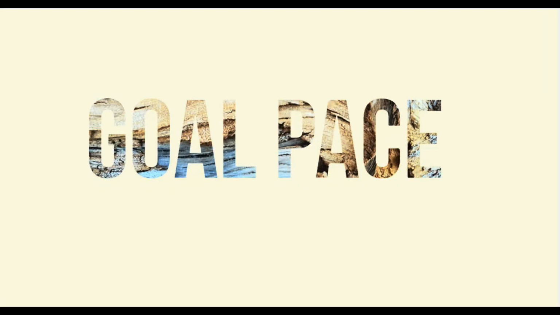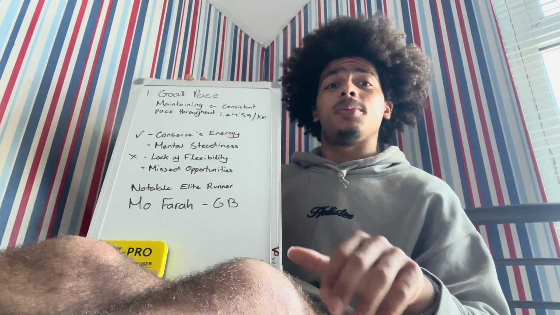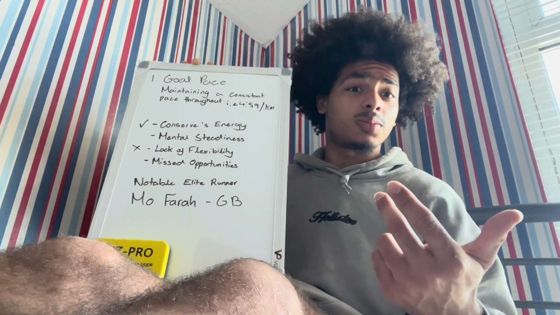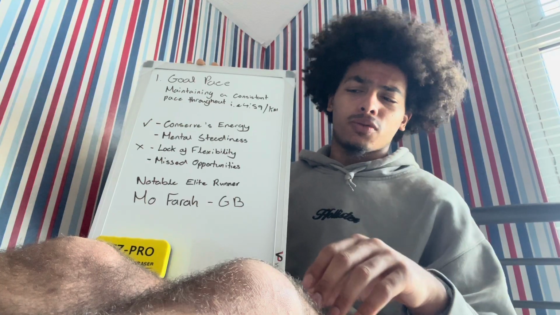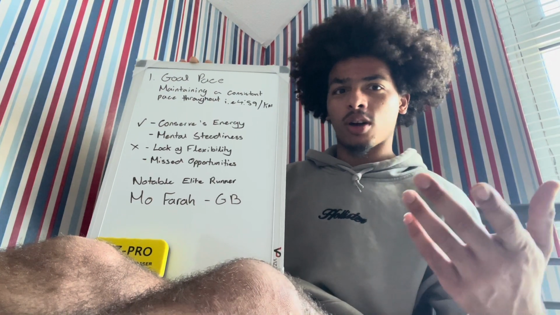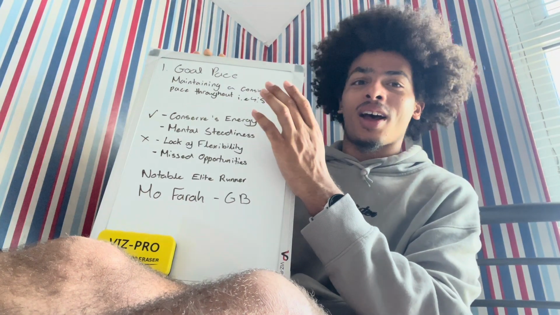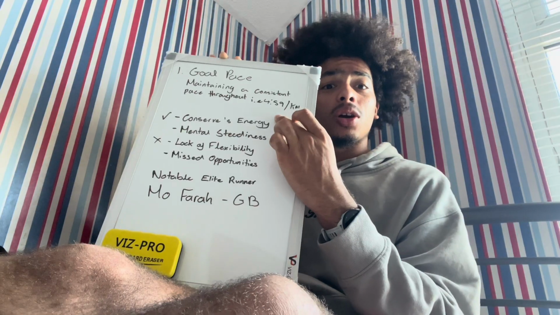So the first pacing strategy will be goal pace. What is goal pace? Goal pace is simply maintaining the same and consistent speed throughout the race. For example, if you're aiming for a sub 25 5k, you want to be averaging 4:59 per kilometre.